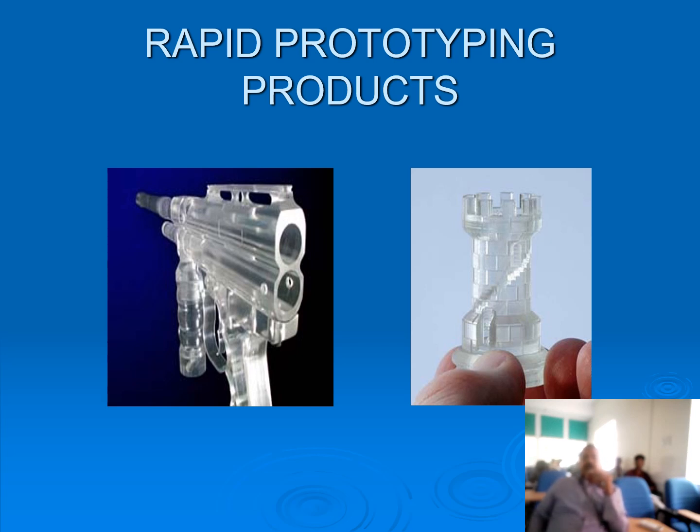And as we have seen already, the rapid prototyping machine, using that particular machine, the components shown in the figure are being manufactured. This is an example of rapid prototyping products.